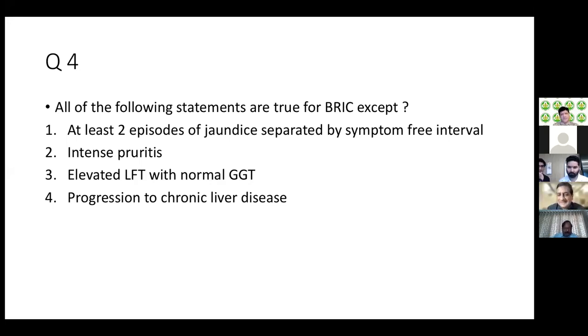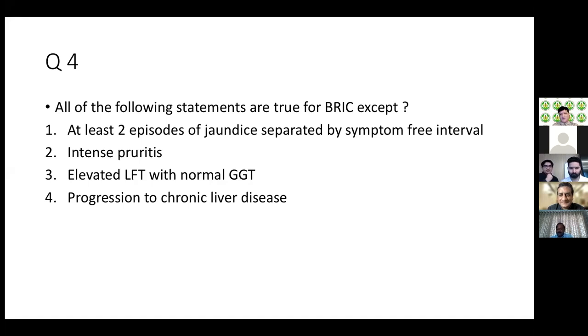All of the following statements are true for BRIC except: at least 2 episodes of jaundice separated by a symptom-free interval, intense pruritus, elevated LFT with normal gamma GT, and progression to chronic liver disease. So all are true except. Ajay, we need to close this. We will close. This is the last poll question.